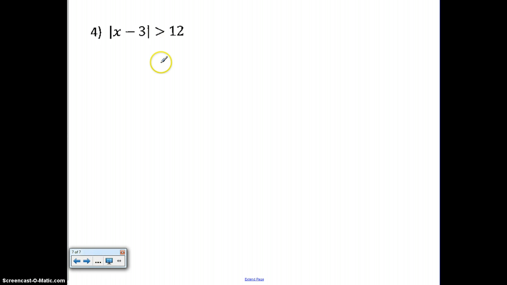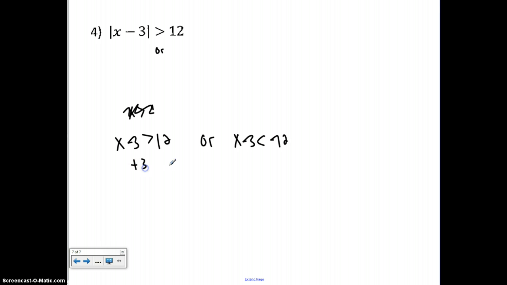Let's look at one more. In this case, I have a greater than symbol. So what I know is that x is going to be larger than the positive form of that. So I know x minus 3 is going to be greater than 12, or I know that x minus 3 is going to be smaller than the negative form of the answer. So that means I'm just going to add 3 to both sides, in both cases. So we have x is greater than 15, or x is smaller than -9.